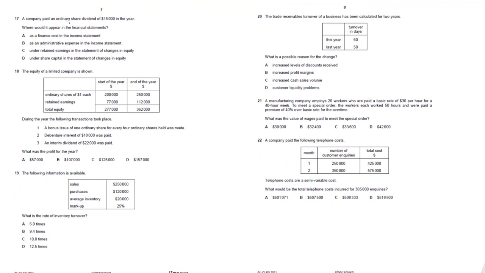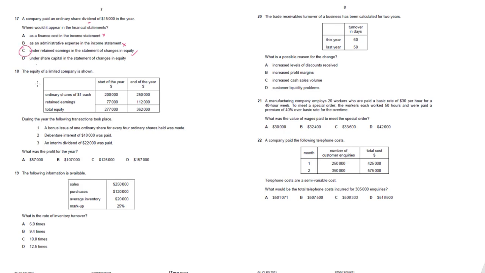Question number 17. A company paid an ordinary share dividend of 15,000 in the year. Where would it appear in the financial statements? Payment of dividend always appears in the statement of changes to equity. So as a finance cost in the income statement, no. As an admin expense, definitely no. Under retained earnings in the statement of changes to equity, yes. Under share capital, definitely no.